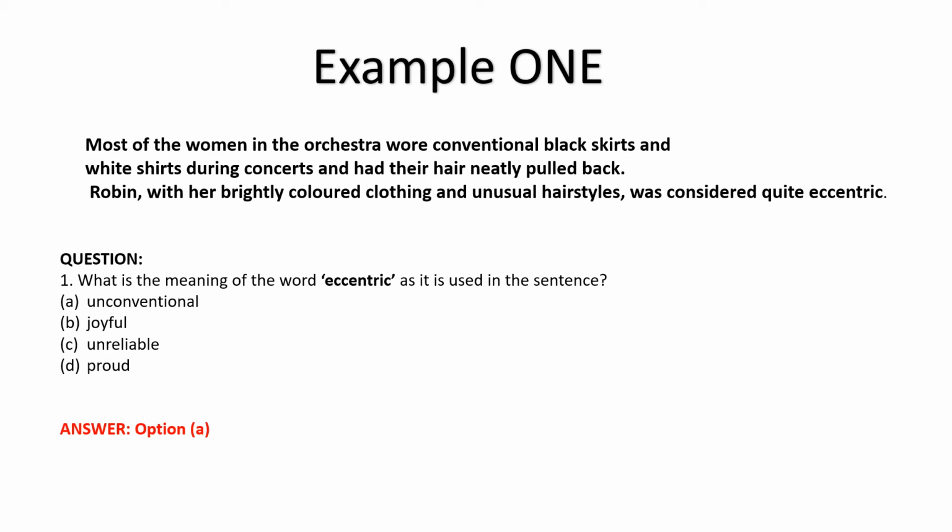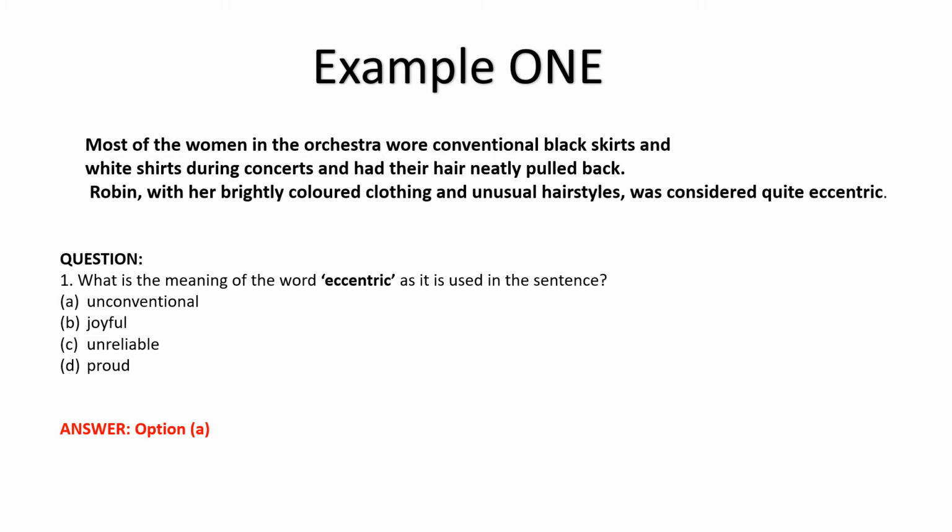Let's take a look at the following example taken from the book 501 Reading Comprehension Questions. Just see this small passage. It says, most of the women in the orchestra wore conventional black skirts and white shirts during concerts and had their hair neatly pulled back. Robin, with her brightly colored clothing and unusual hairstyles, was considered quite eccentric. The question is, what is the meaning of the word eccentric as it is used in this sentence?